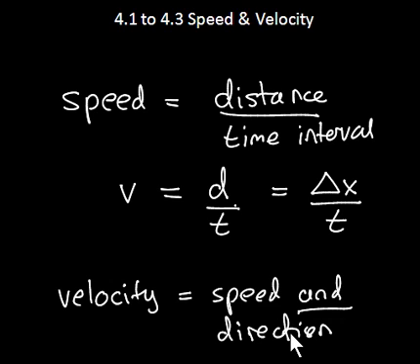So speed is a scalar quantity. It's just got a magnitude or a size. You're traveling so fast with nothing about its direction, whereas velocity is a vector. It has a magnitude, which is the speed, and a direction.